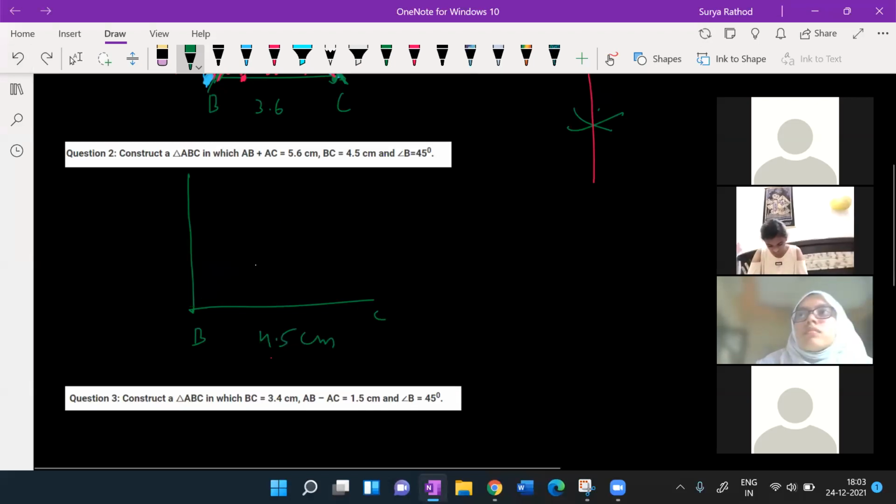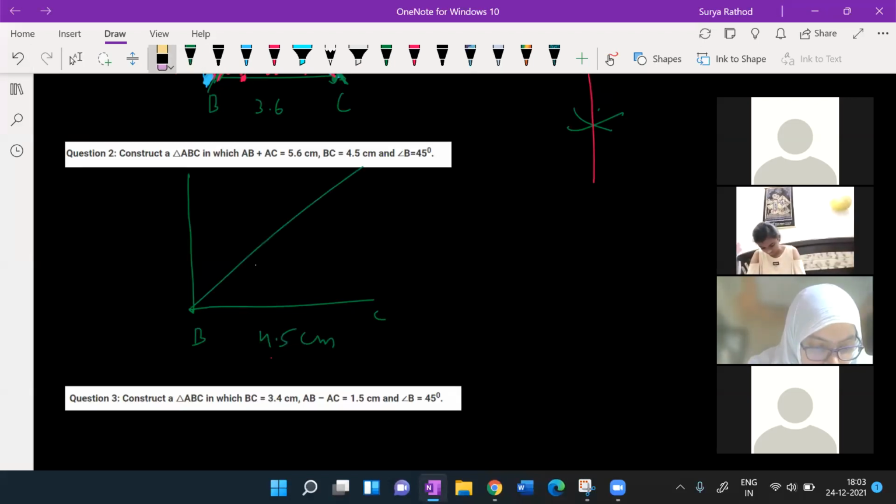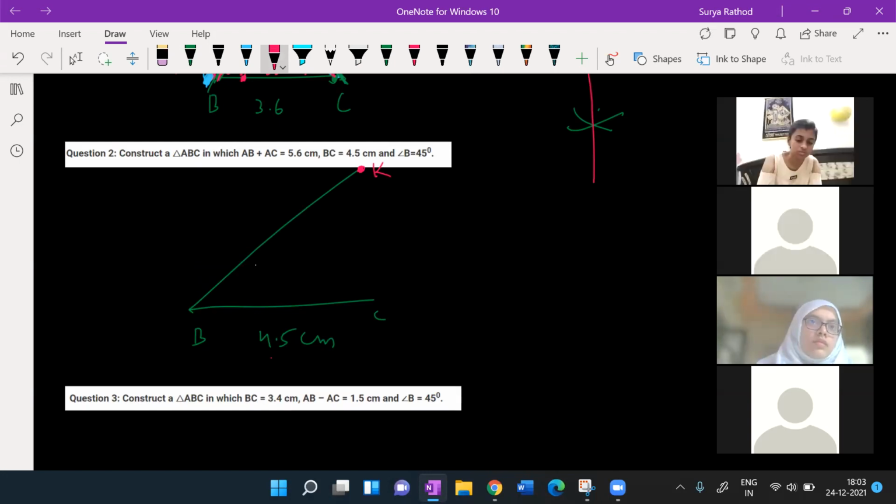This is my 45 degrees. I have drawn it like this. So I took this. Now, this is my 45 degrees, right? So I'm drawing an arc with 5.6 from this B, like this. I'm drawing an arc with a 5.6 radius.